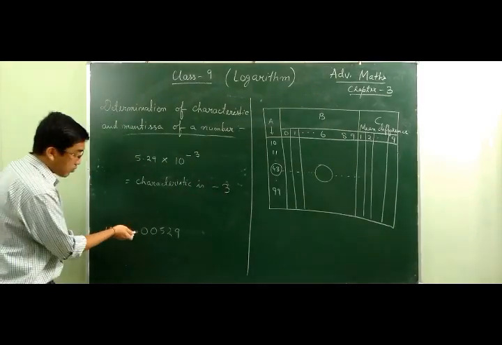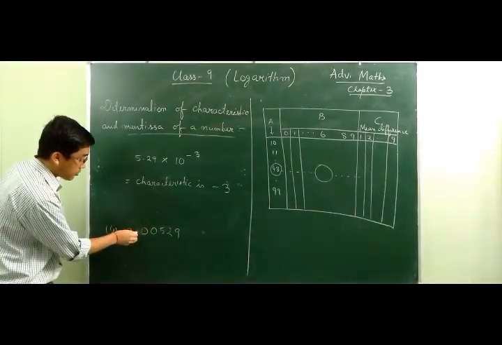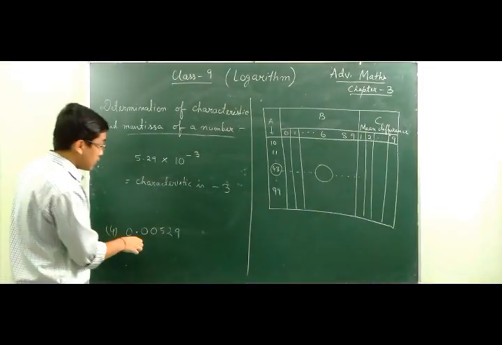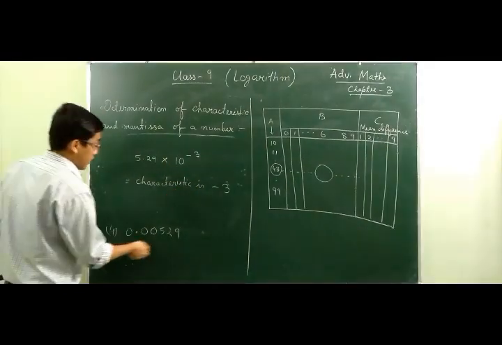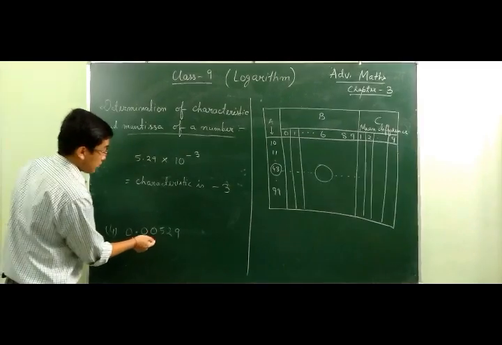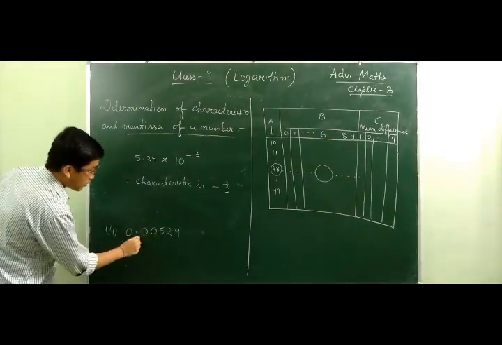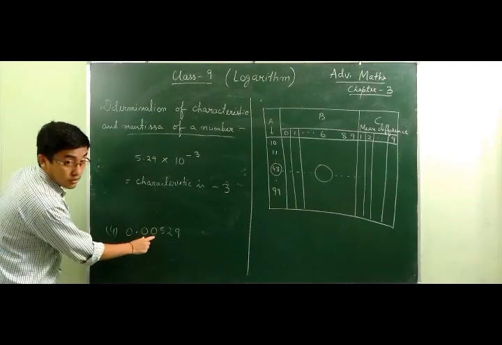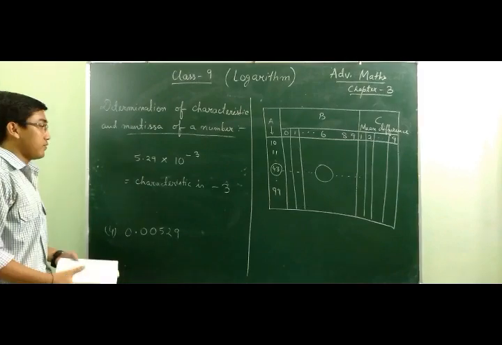That means if I have any number of this type, with some zeros after the decimal point, then for such numbers the characteristic will be 1 more than the number of zeros after the decimal point. Here 2 zeros are there, that's why here 3 with 1 negative sign.